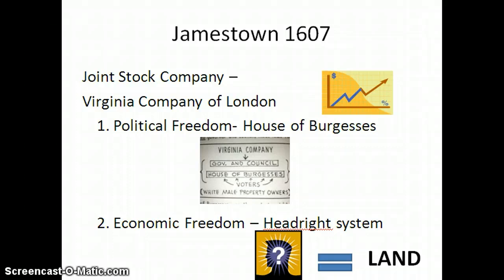If you were white, male, and you owned property, you were able to vote for representatives to represent you in the House of Burgesses. The other promise was economic freedom through the headright system. Pre-1616, for every person you brought over, or every head you brought over to the New World, you got 100 acres of free land. After 1616, the acreage dropped to 50. So after 1616, for every head you brought over, you received 50 acres of land.